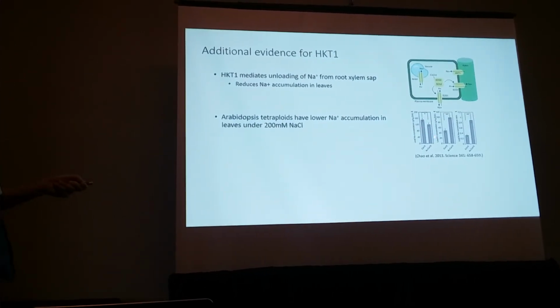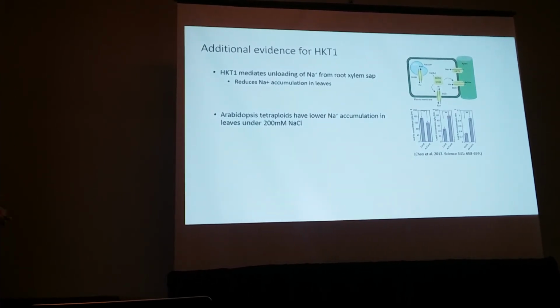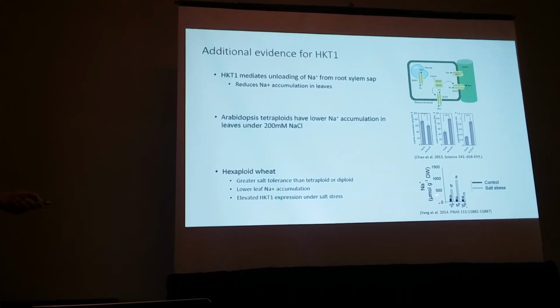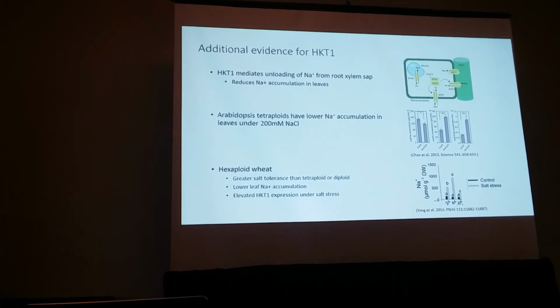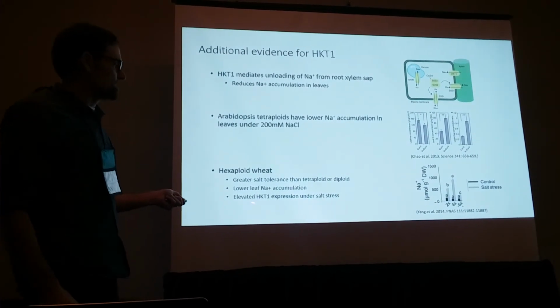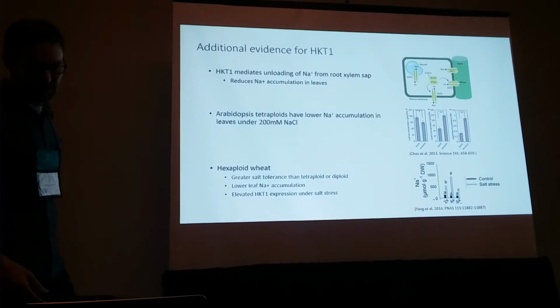That I mentioned earlier showed that sodium accumulation is significantly lower in the tetraploid leaves than diploid leaves. And the same pattern is observed in those hexaploid wheats, where they have significantly less sodium in the leaves than diploids and tetraploids. And this actually correlates with higher HKT1 expression in the hexaploids in this study as well.